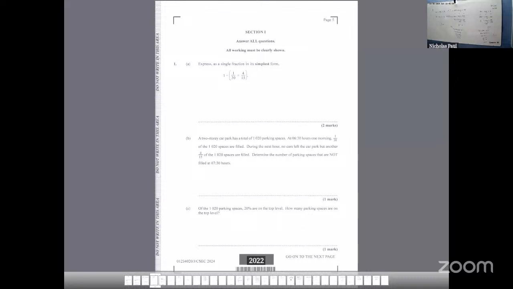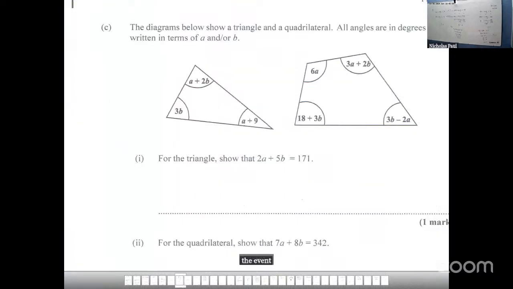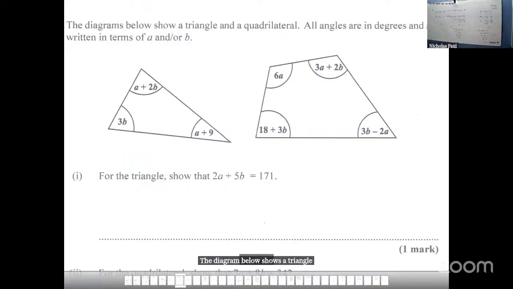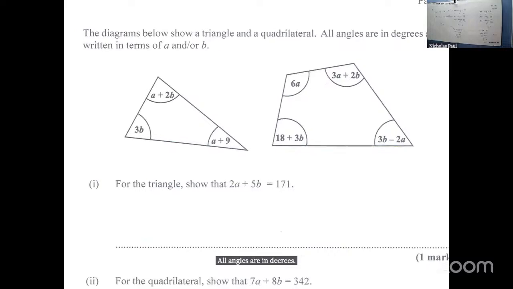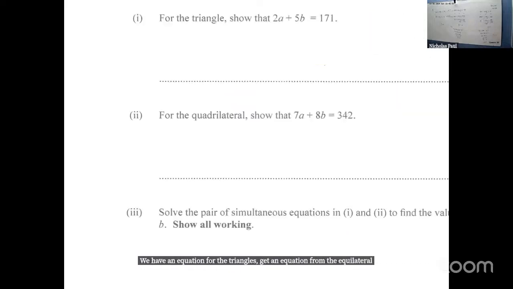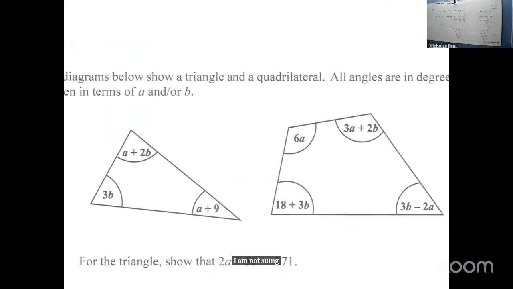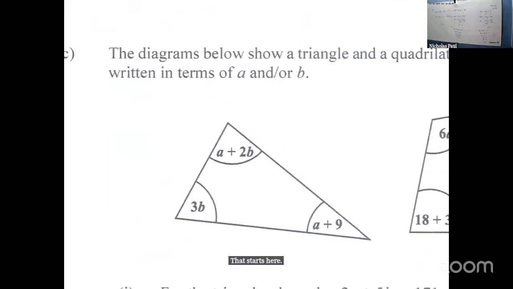Right. In Jan 2024, here's how it looks, right? They give something like this. The diagram below shows a triangle and an equilateral. All angles are in degrees, right? They want you to get an equation from the triangle, get an equation from the equilateral, and then solve for a and b. Let's start here. Find the equation from that.